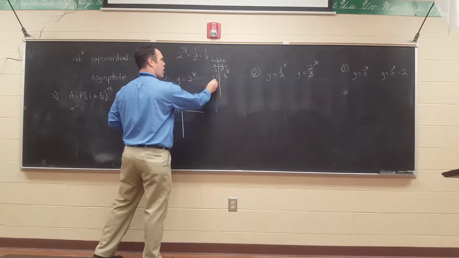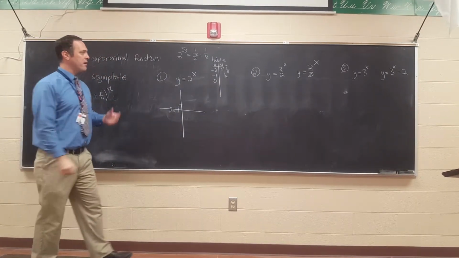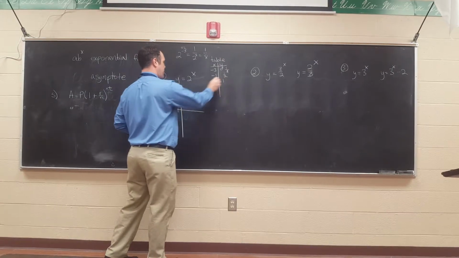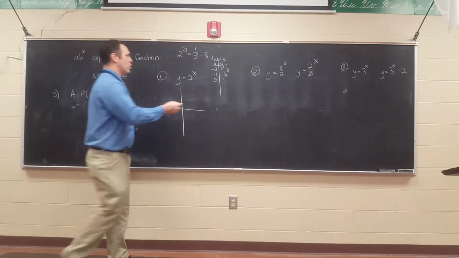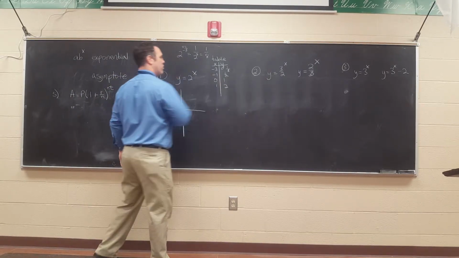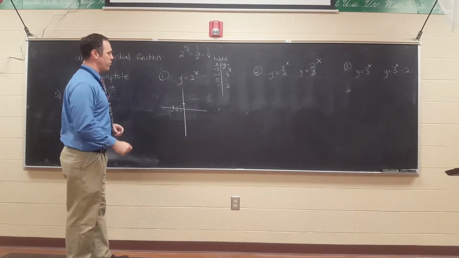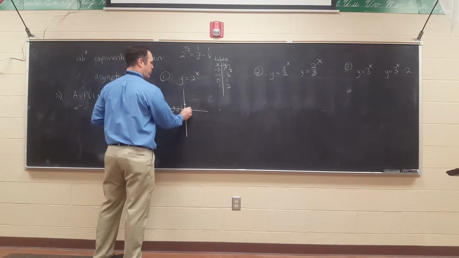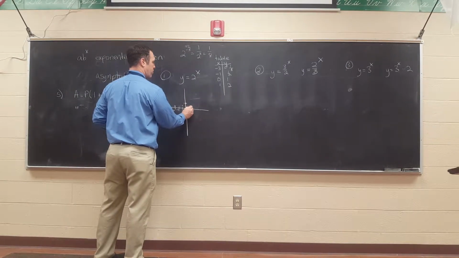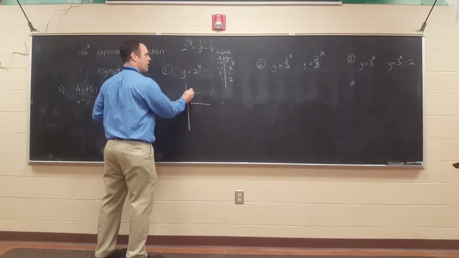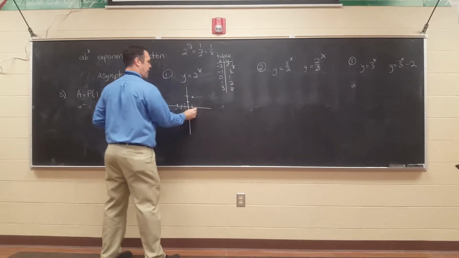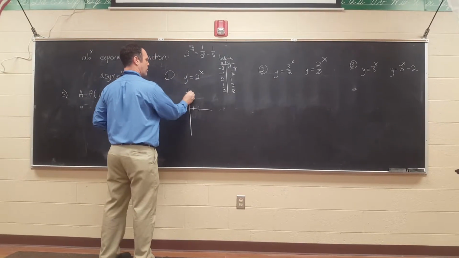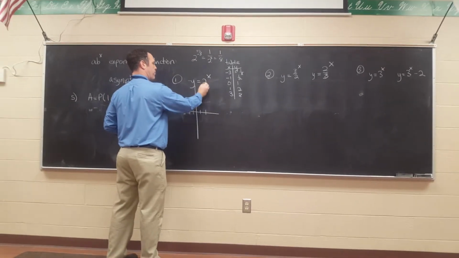Put in 0. Anything to the 0 power, remember, is 1. So we'll graph that. We'll graph a few positive values. We'll put in +1. 2 to the first power, when you put it in for x, is equal to 2. So when you put in 1, you get 2. Put one more in. 2 to the third power is 8. So that would be up here.